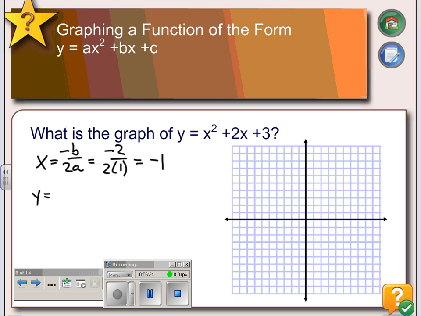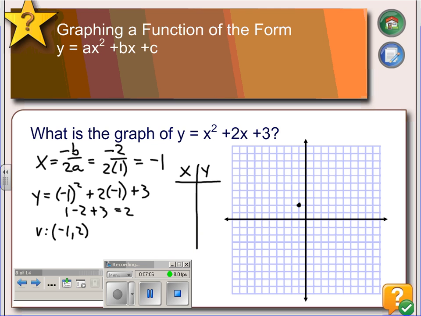To find the y value, we're going to plug that negative 1 in, and we get negative 1 squared is 1. 2 times negative 1 is negative 2 plus 3. So that gives us negative 1 plus 3 would be 2. So we have a vertex at negative 1, 2. There's a vertex. So now to get additional points, we will have to make an xy table.